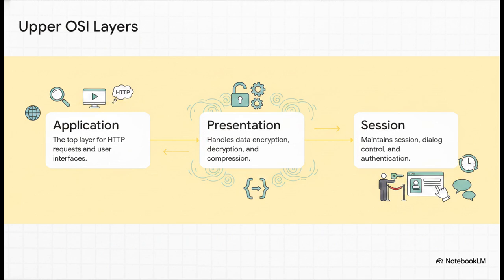We start at the application layer. This is where you actually interact, like your web browser sending an HTTP request. Next, that data moves down to the presentation layer. Think of this as the translator and the security guard combined. It handles data encryption, decryption, compression, and formatting so the receiving system can actually read it.